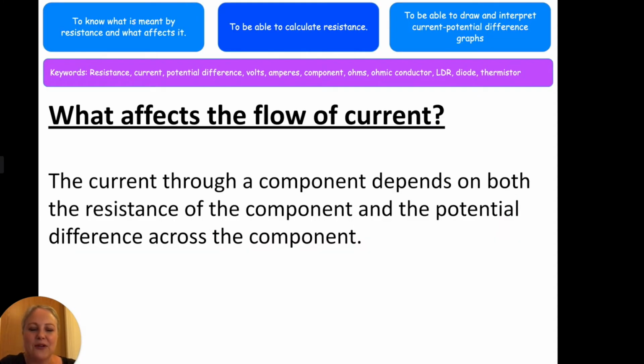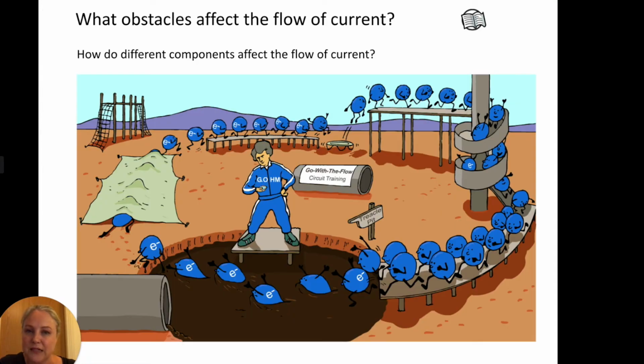So what we're looking at today is understanding what current is and its relationship with resistance, and what resistance means. So what is current? Current is the flow of electrons, the flow of electrical charge through a circuit. Now, what affects that flow of charge, that flow of electrons? Resistance does. Every component in a circuit has a resistance.